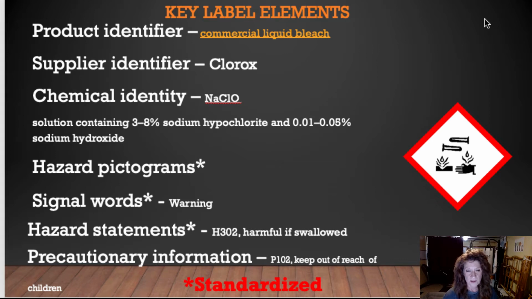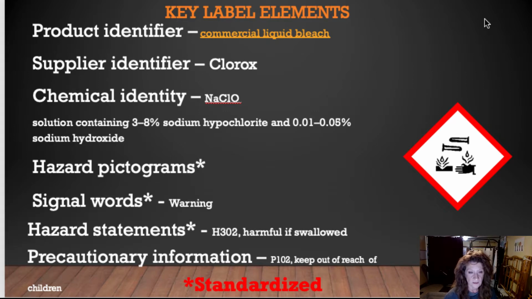Some key elements to your label are the actual name of the product, commercial liquid bleach here, as well as maybe the name that the supplier uses, such as Clorox, and then the chemical identifier, NaClO, and the rest of that solution containing 3 to 8% sodium hypochlorite and 0.01 to 0.05% sodium hydroxide. This proper name is important when we look it up on the hazardous materials table, if there are other bleaches, which you know there are.